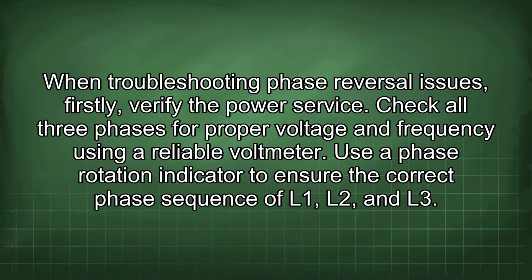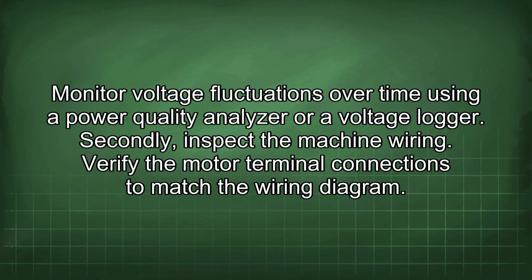When troubleshooting phase reversal issues, firstly verify the power service. Check all three phases for proper voltage and frequency using a reliable voltmeter. Use a phase rotation indicator to ensure the correct phase sequence of L1, L2, and L3. Monitor voltage fluctuations over time using a power quality analyzer or a voltage logger.